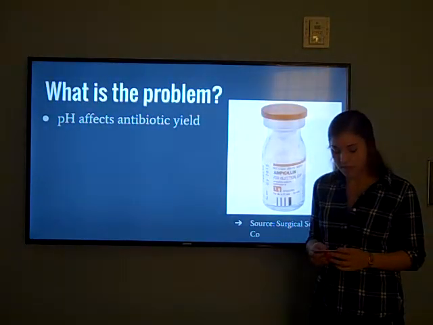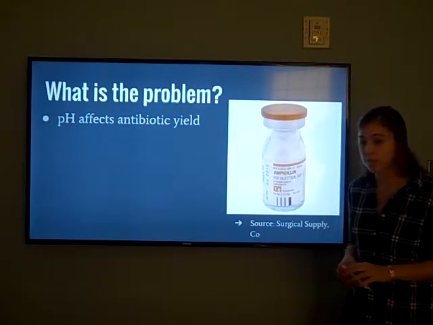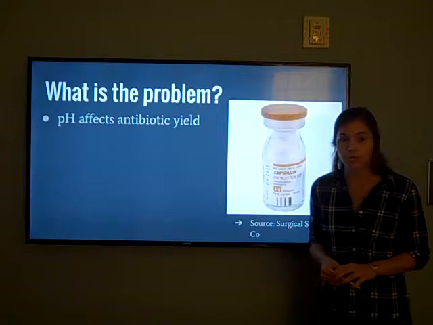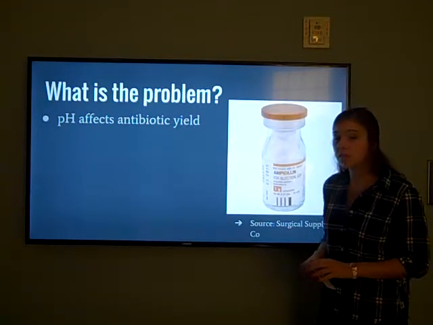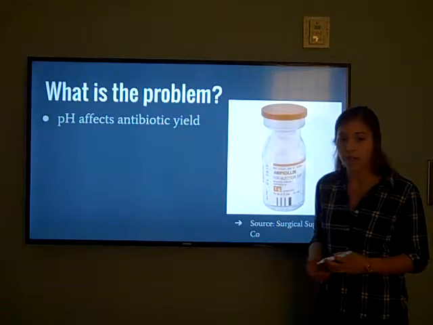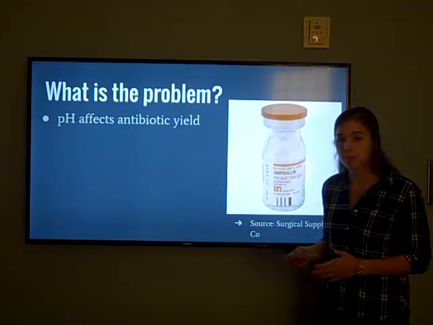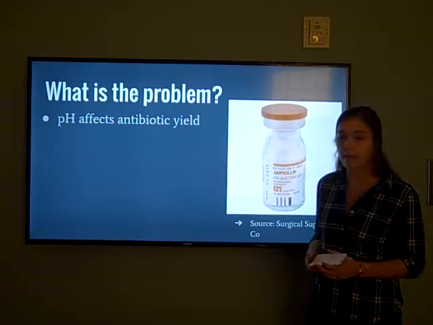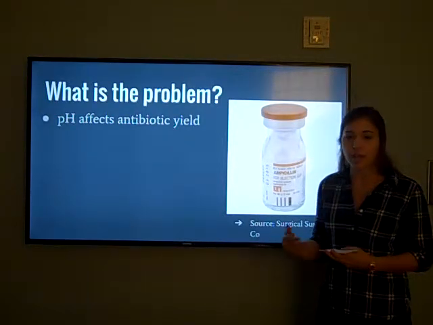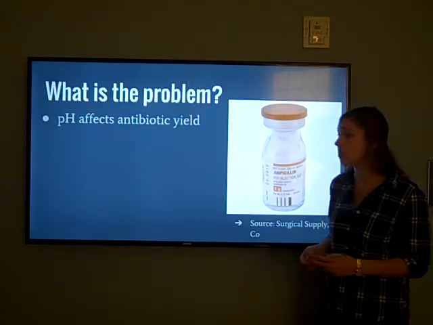So the problem is that pH directly affects how much ampicillin you produce. Different pH levels will give you a different amount of ampicillin. So the study was done to see what the optimal pH level would be so they could maximize their production of ampicillin. And this is important because being able to find this optimal level will allow you to maximize your production, drive down costs, and also be able to distribute antibiotics on a wider scale.